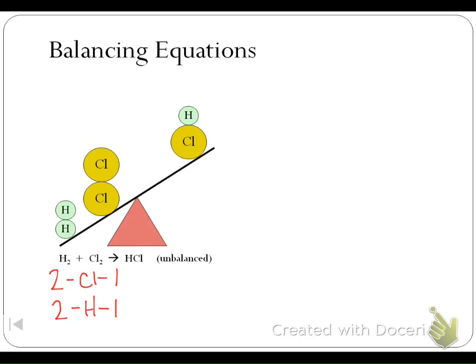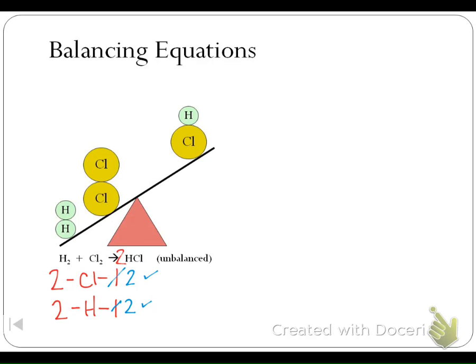Okay, so how should we go about balancing that? Any ideas? Put a 2 in front of HCl. Yeah. What if we put a 2 right there? So then we recount. So I'll just change colors here so we can see it. Instead of having 1 chlorine on the right side, I now have 2. And instead of having 1 hydrogen, I now have 2. Which means this is balanced and this is balanced.